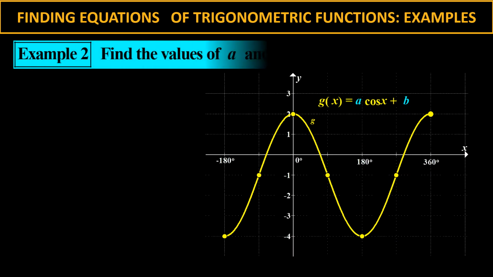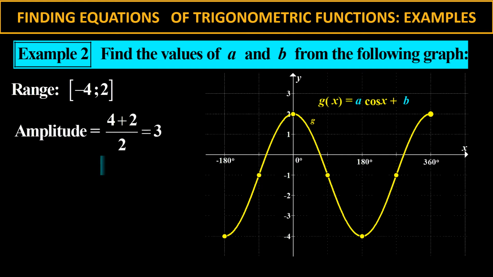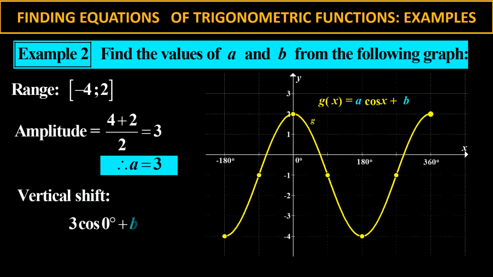Let's take another one. There I've got a cos x plus b. So first of all, to find the a value, I need to find the range. The range is between -4 and 2. So that distance is 6. Therefore, the amplitude is 6 over 2, 4 plus 2 over 2, which is 3. Therefore, a is 3. Now substitute: I get 3 cos of 0, always take 0, plus b. Cos of 0 is 1. 3 times 1 is 3. Then bring the 3 over. Therefore, b is equal to -1.